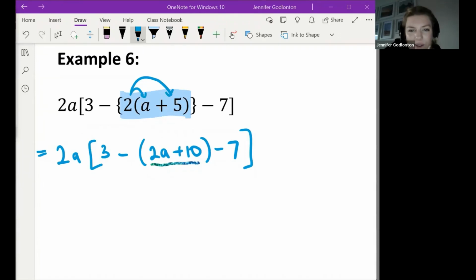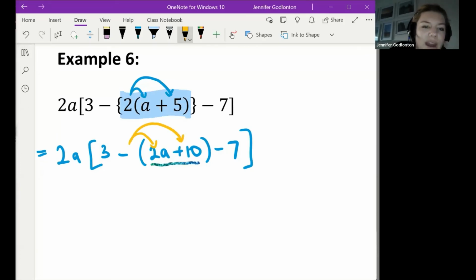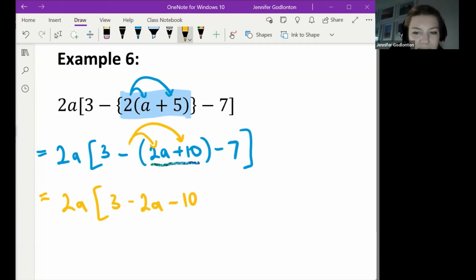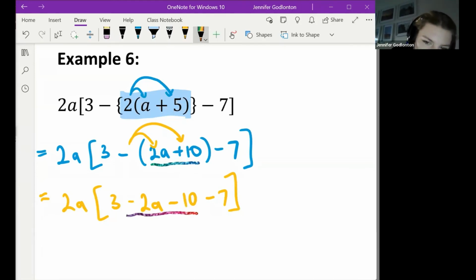Okay, so that was our first step. We just took in our 2. Next step is we are going to distribute in this negative sign. So now we're going to have 2a bracket 3 minus 2a minus 10 minus 7. So then you get a mark for getting that negative 2a and the negative 10.